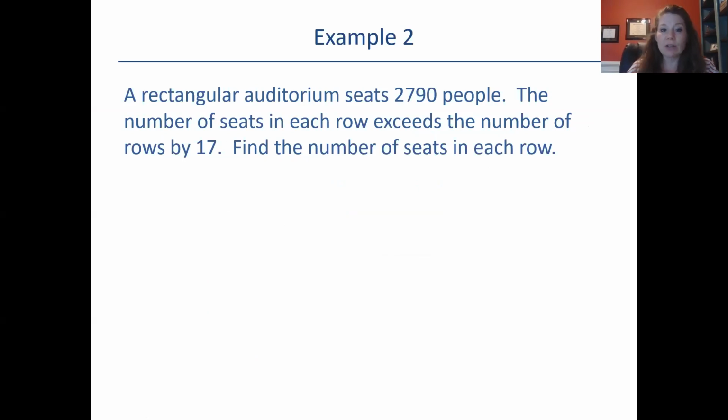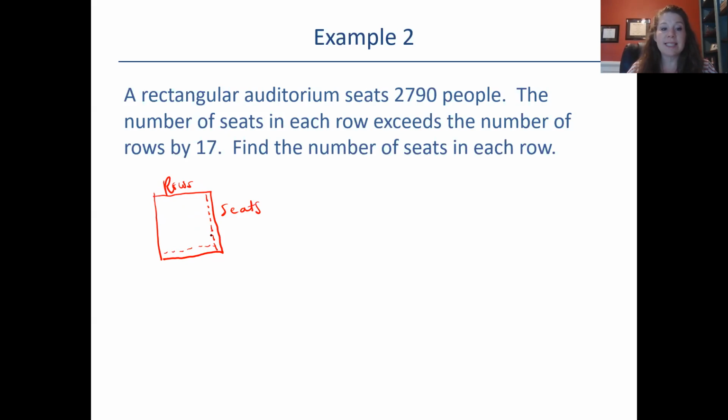Next question: a rectangular auditorium seats 2,790 people. So we have a rectangular auditorium. We have seats, seats, seats, seats, seats, and then we have rows of seats, right? The number of seats in each row exceeds the number of rows by 17. So I have this drawn backwards. The number of seats is going to be more than the number of rows. And these are seats.